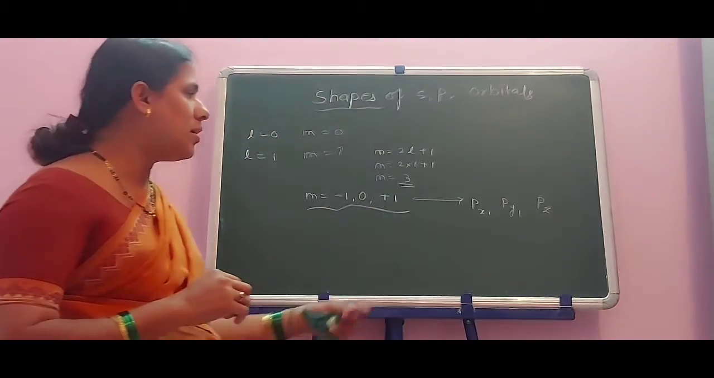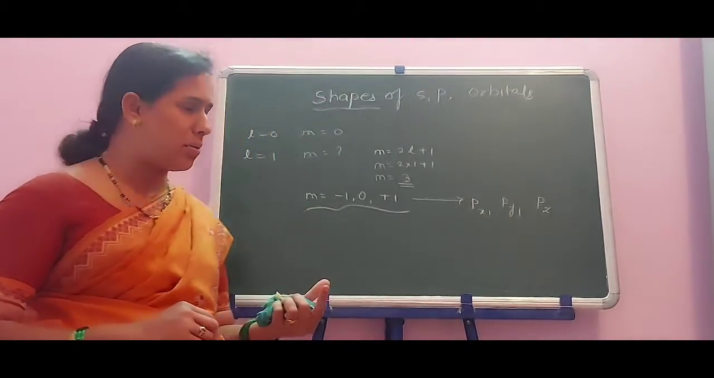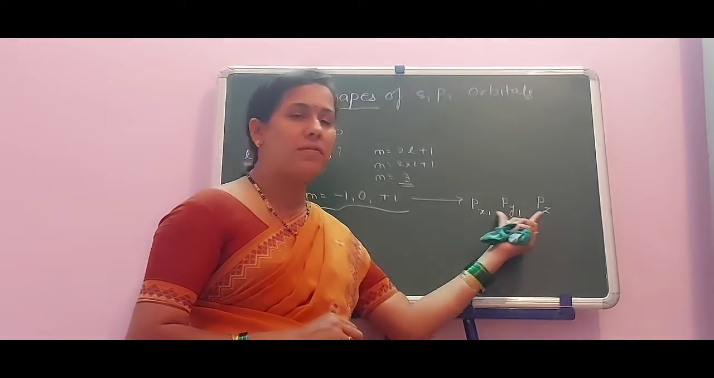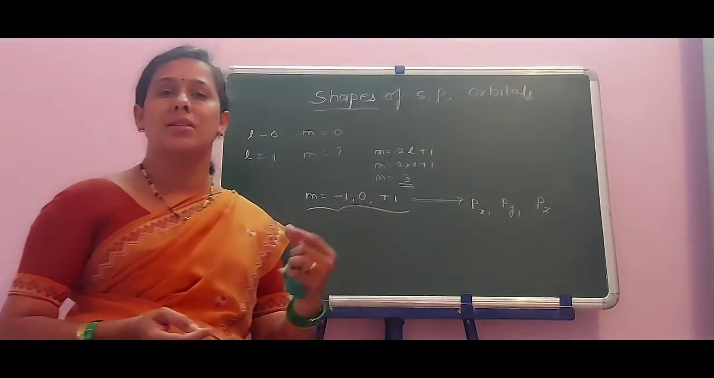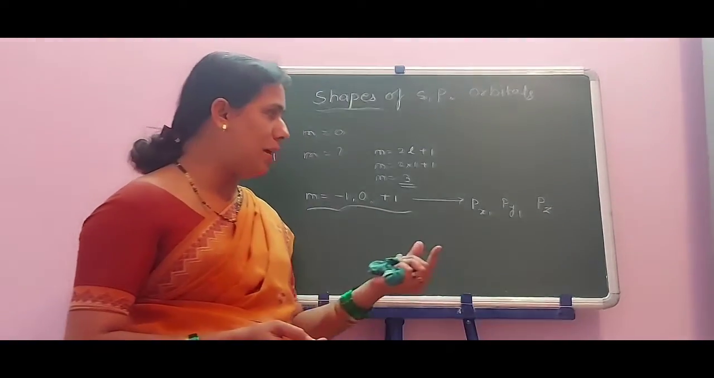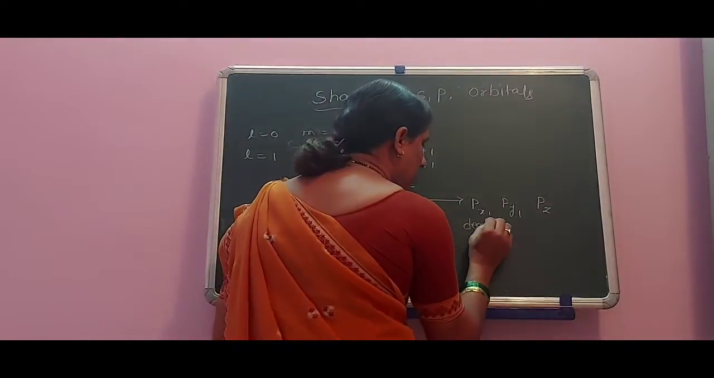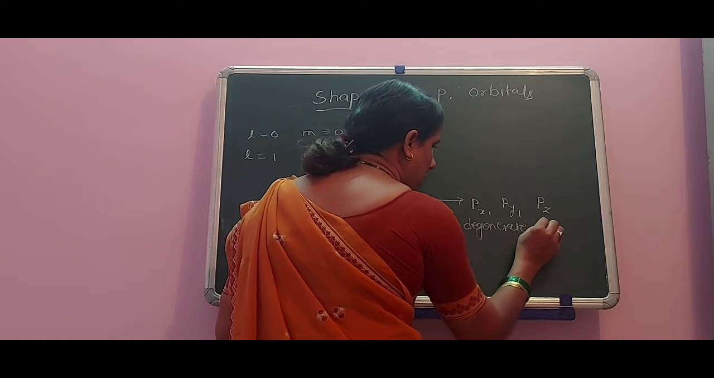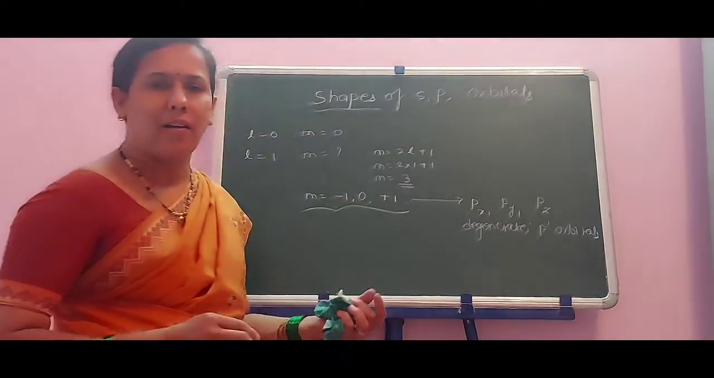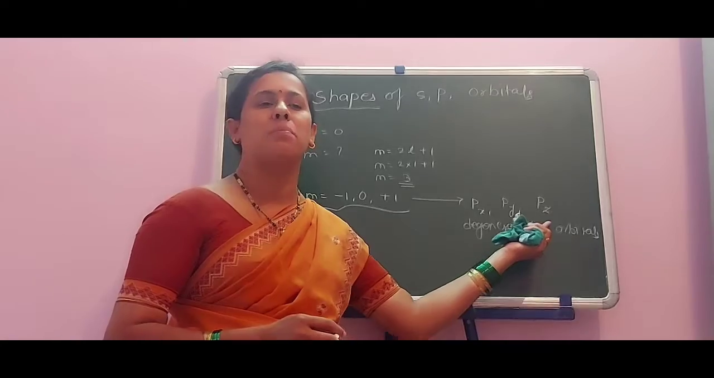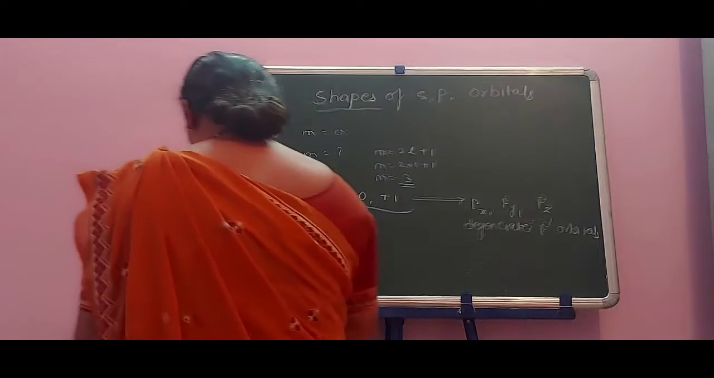Which are the orbitals and how are they located along an axis? One point should be noted: as the p orbital comprises three suborbitals along the coordinate axes, these three orbitals possess the same energy and shape. Therefore, these orbitals are also known as degenerate p orbitals. Now, I will draw the shapes of the px, py and pz orbitals.